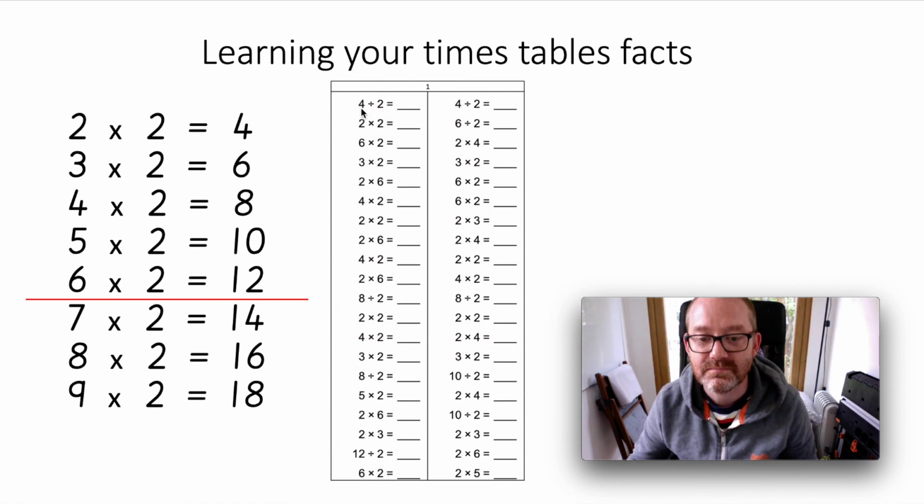2s are 4. 2 2s are 4. 6 2s are 12. 3 2s are 6. 6 2s are 12. 4 2s are 8. 2 2s are 4. 6 2s are 12. 4 2s are 8. 6 2s are 12.